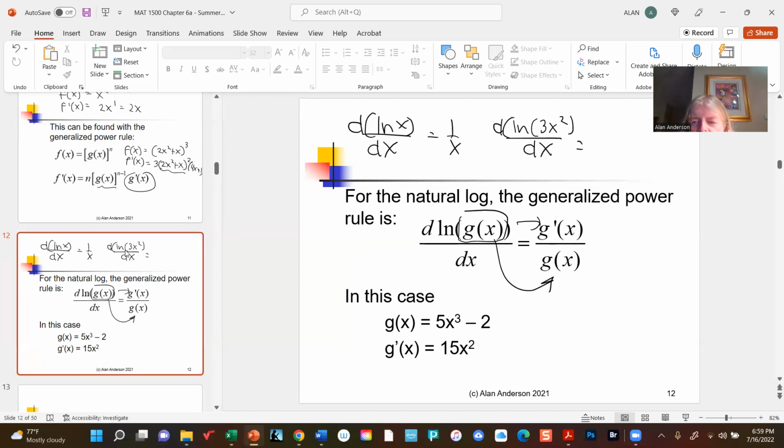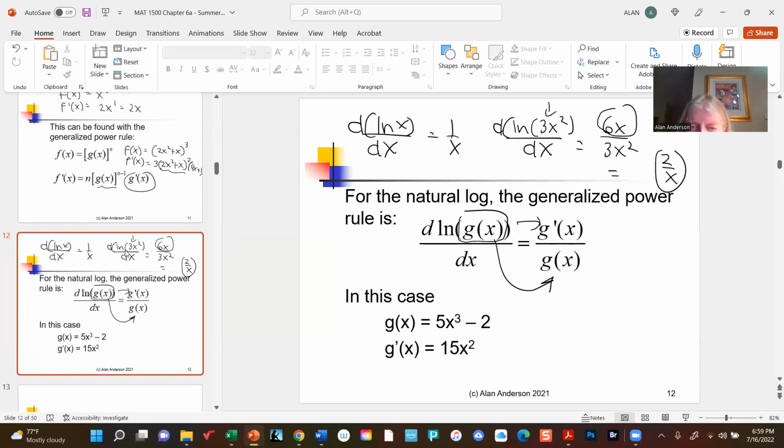We're going to have in the numerator the derivative of this expression, 6x, and then in the denominator, you'll have g of x. And of course, in a case like this, you can reduce it to 2 over x. Okay, but the key here is that the numerator has to contain the derivative of what we're taking the log of, because it's a function of x.